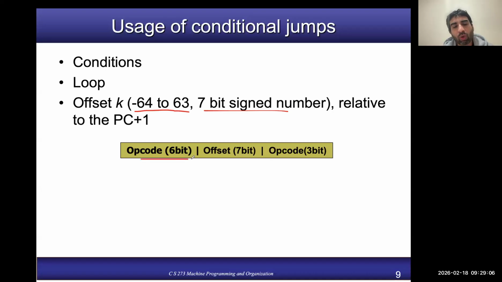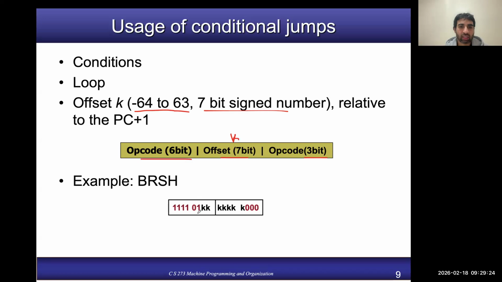The uppermost six most significant bits contain the opcode. The three least significant bits are also part of the opcode. And in the middle, 7 bits are used to hold the offset K, forward or backward. So here is an example. If you have a branch same or higher instruction, these bits constitute the opcode, and the middle 7 bits will hold the offset.